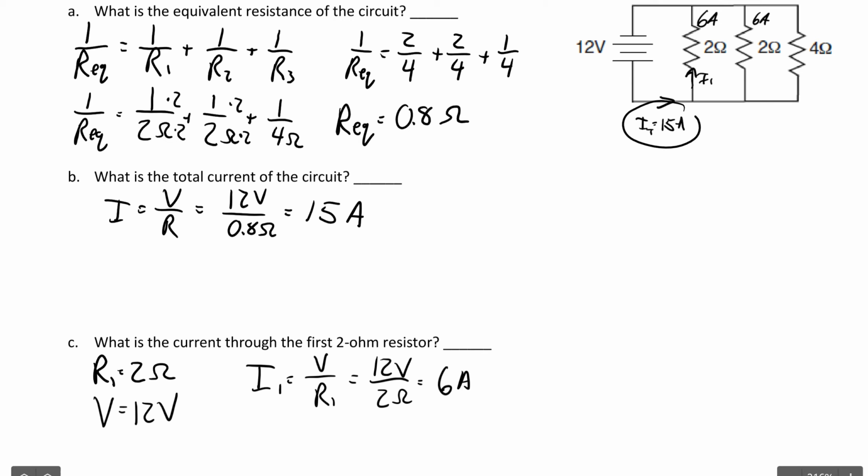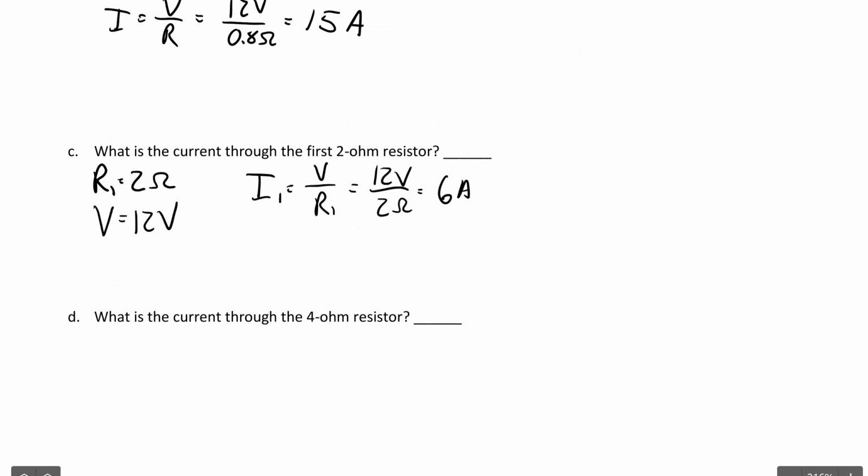And if there's a total of 15 going into this junction, there needs to be 6 plus another 3, or half as much current, because it's twice as much resistance. So this would be 3 amps. Over here, 6 plus 6 is 12, plus 3 is 15. That's the total current. Let's see. Oh, we just did it.